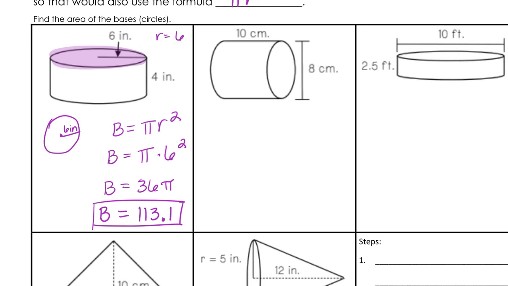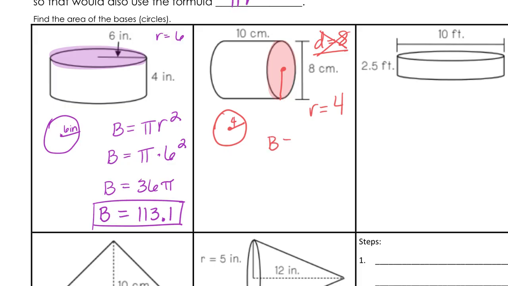Let's try another one. Let's look at this one here. My base is a circle. I'm going to draw my circle and label it. Now, if you notice, the diameter is 8. We don't need the diameter, we need the radius. So the radius is half of that, so that would be 4. So our radius would be 4.